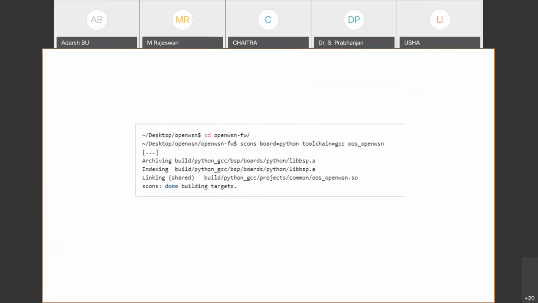If anyone faces an error with respect to the print statement, that is specifically with respect to the Python version. Let me know if anyone is facing that issue. We need to set up the Python file path. If it is pointing to Python 3, then it has to be Python 2.7. Make sure that you get an output like scons build targets.